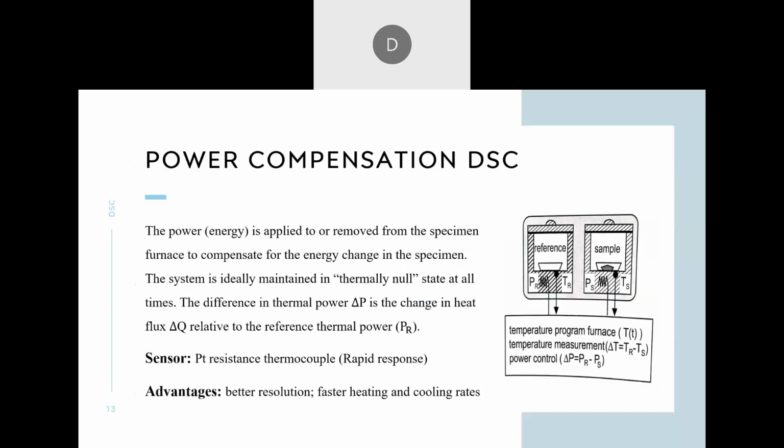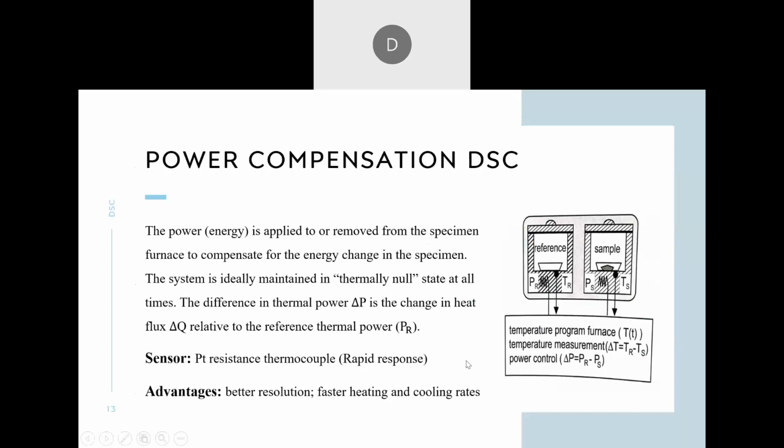So whatever the difference in thermal power, it is nothing but the change in heat flux, delta Q, related to the thermal power PR. Here, in the pictorial representation, TR represents the temperature of the reference and TS represents the temperature of the sample. PR represents how much power we are giving to the reference, and PS represents how much power we are supplying to the sample. And the sensor used in power compensation DSC is a platinum resistance thermometer. It gives us rapid response.